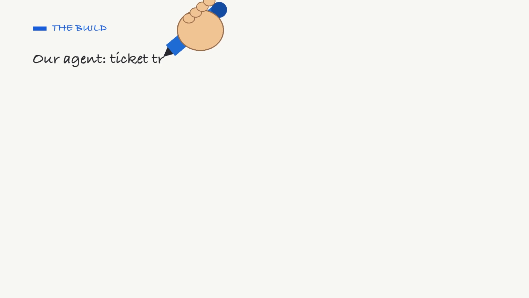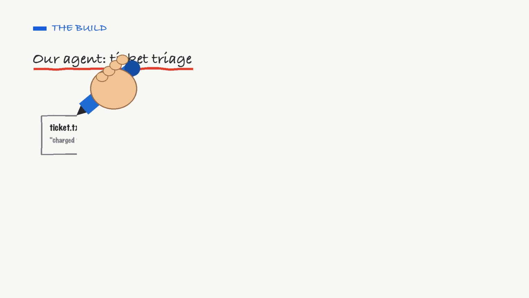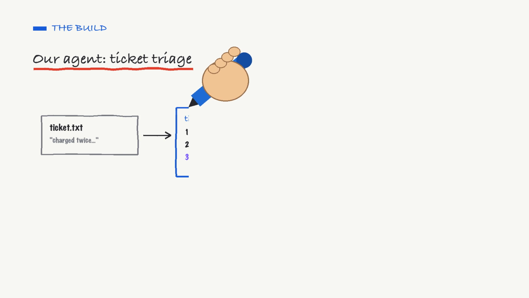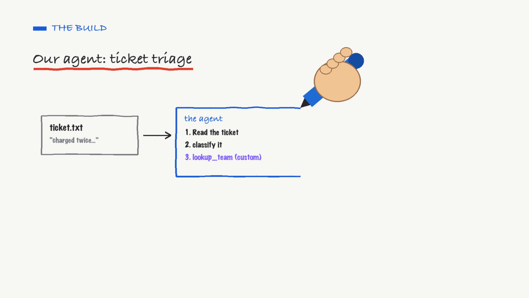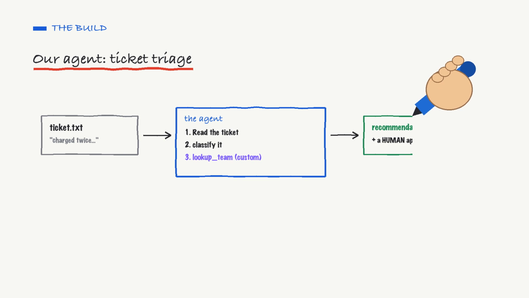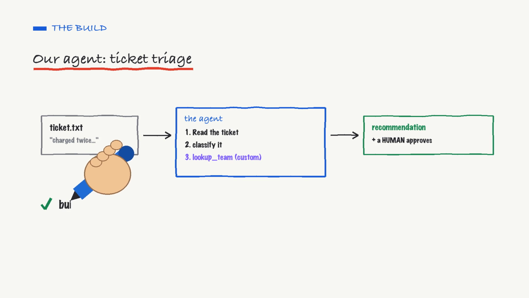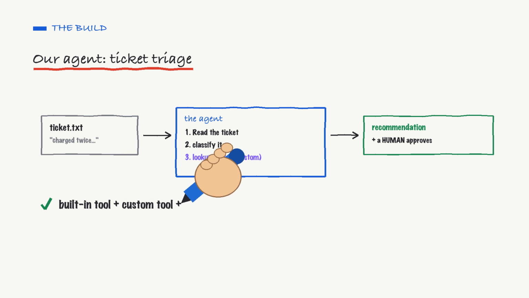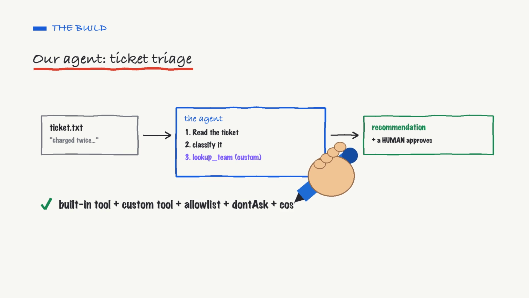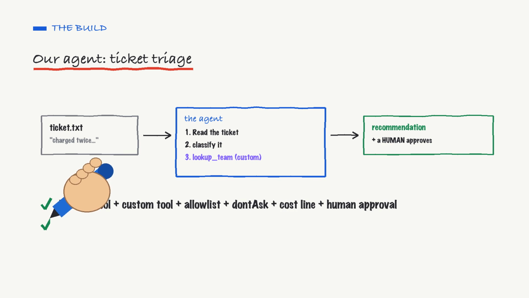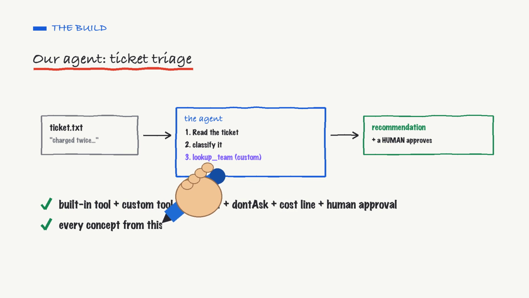The worked example, a support ticket triage agent. A ticket file sits in a folder. I was charged twice, please refund. The agent reads it with the built-in read tool, classifies it, billing, login, crash, or other, calls our custom lookup team tool to find the owning team, and recommends a routing in one sentence. Then, deliberately, a human approves before anything is routed. Built-in tool, custom tool, allow list, don't ask mode, cost tracking, and human in the loop. Every concept from this video in one 45-line file.